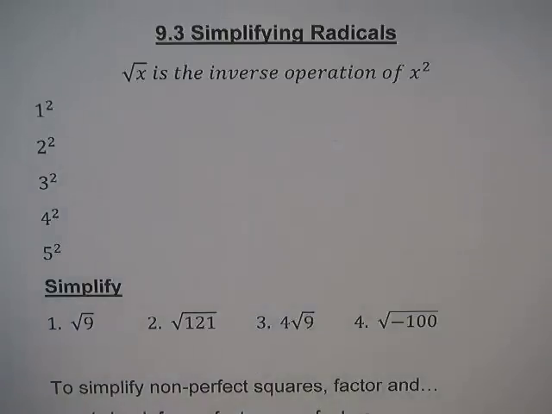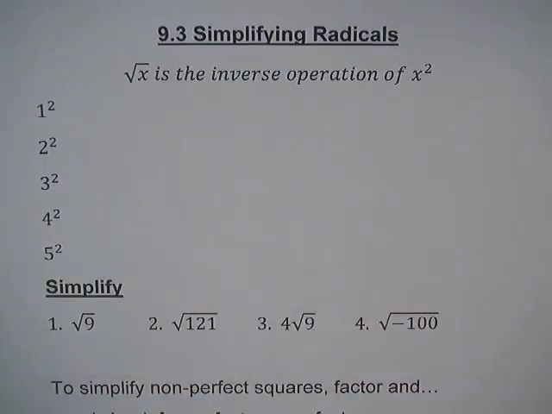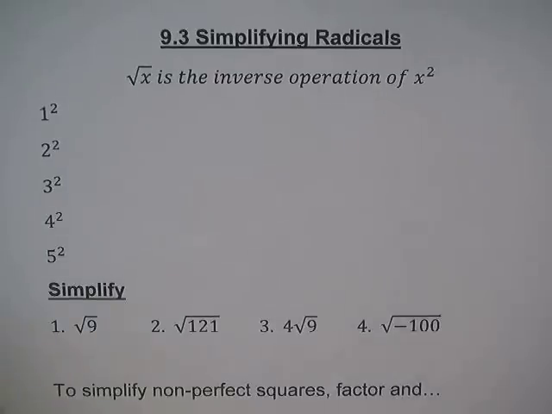Okay, welcome back everyone. Today we're going to talk about 9.3, simplifying radicals. Now, one of the things that we need to understand is that when we're doing this process of square rooting things, square rooting is just the inverse operation of squaring things. We've talked about how to square things with our exponents. One of the things I would like to start with is I actually want to multiply out or list a bunch of numbers that have been squared.